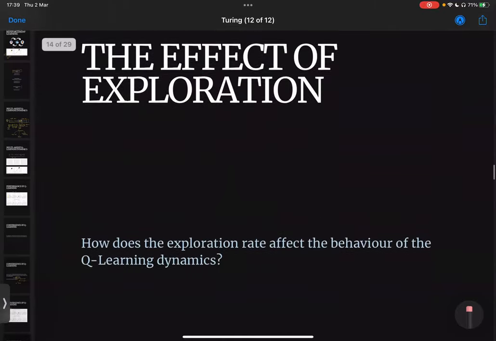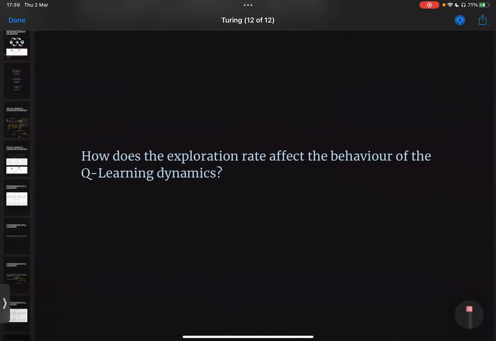All right, so we've seen that the exploration rate has an effect on the ability for Q-learning to equilibrate, okay? So now we're going to try and understand this in a little bit more depth.